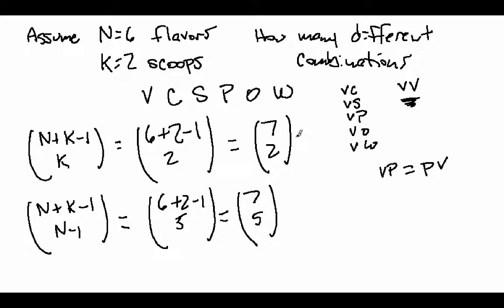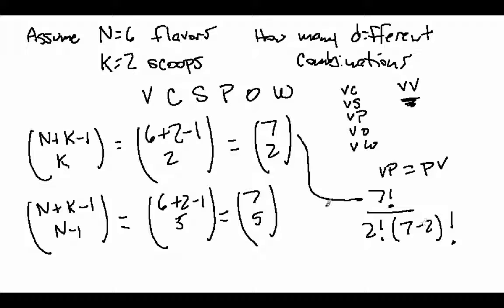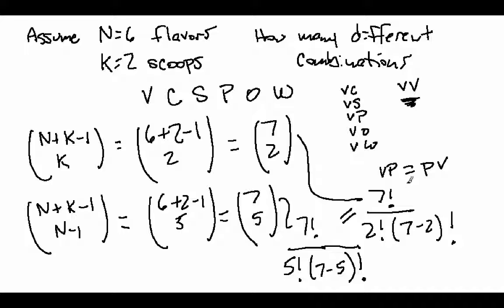Are those really the same numbers? Well, this one over here is 7 factorial over 2 factorial times 7 minus 2 factorial. And this one over here is 7 factorial over 5 factorial times 7 minus 5 factorial. Okay, well, 7 minus 5 factorial is 2 factorial. These are, in fact, equal. Okay, and that's the answer.